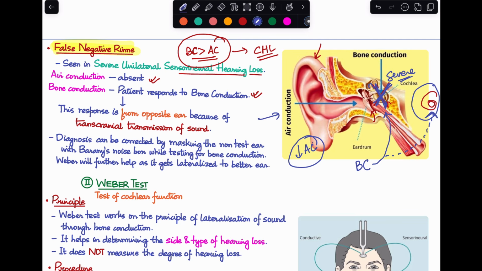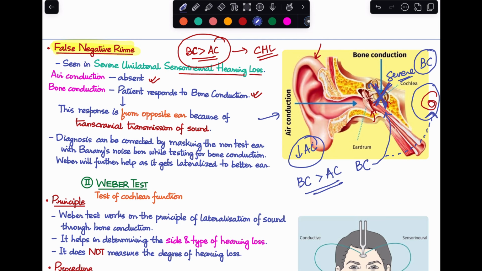As a result of which the patient will be able to hear some kind of bone conduction. So what they'll say is that bone conduction is longer or louder than air conduction. So this is why we get a false test over here, where we see a false negative Rinne in case of severe unilateral sensory neural hearing loss.